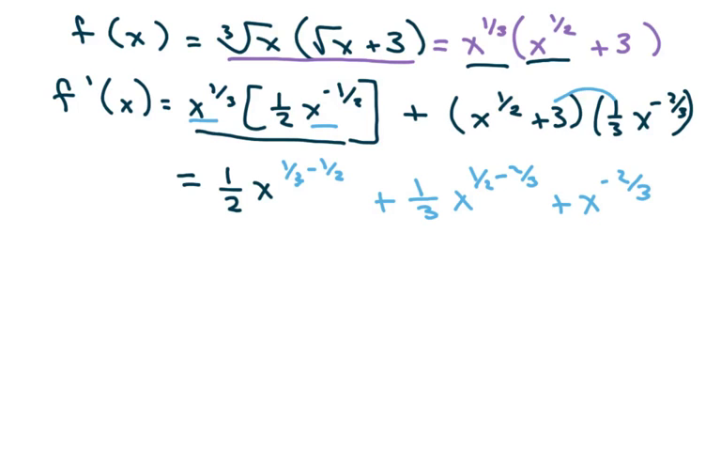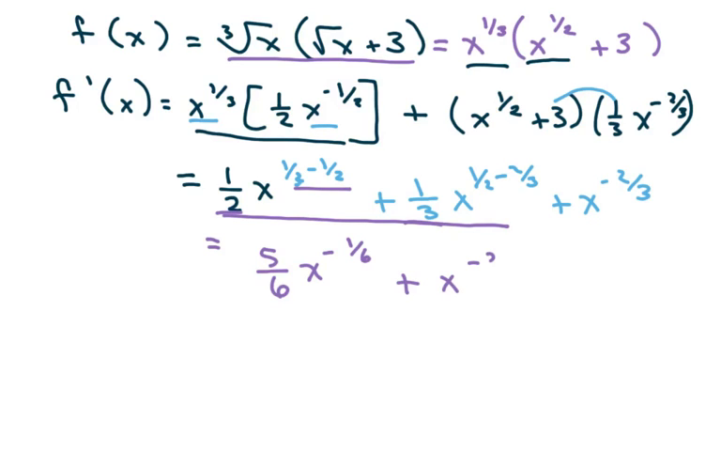All right? And then cleaning it up further, this piece here is going to be 5/6 x to the negative 1/6, because you're just adding the 1/2 plus the 3/2 and then take care of that. Then you have plus x to negative 2/3. And then this is going to simplify to 5/6 x to the 1/6 plus 1 over x to the 2/3.